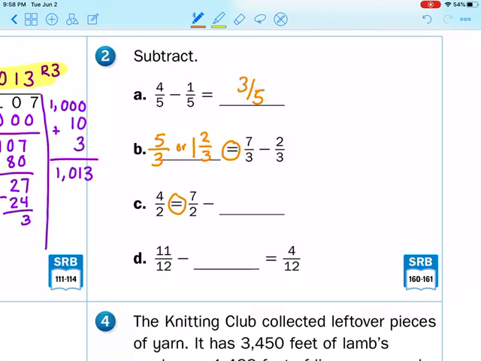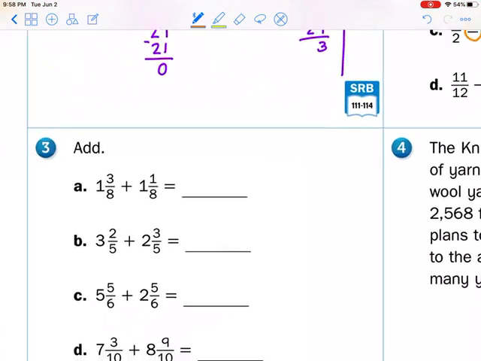Okay, my equal sign is here. 7 halves minus what would give me 4 halves? Well, I know that 7 minus 3 will give me 4, and my denominator stays the same. So it's 7 halves minus 3 halves equals 4 halves. Okay, 11/12 minus what would give you 4/12? Well, 11 minus 7 would give me 4, and my denominator stays the same. So 11/12 minus 7/12 will give you 4/12.